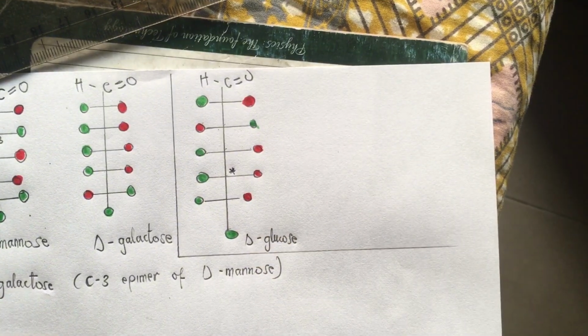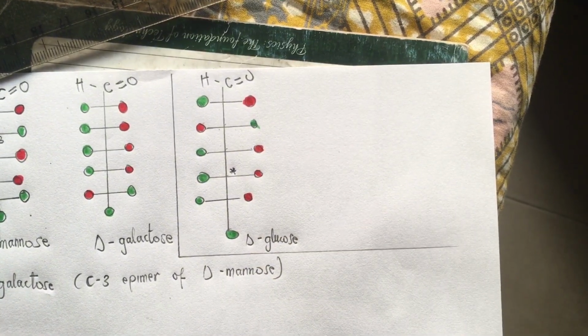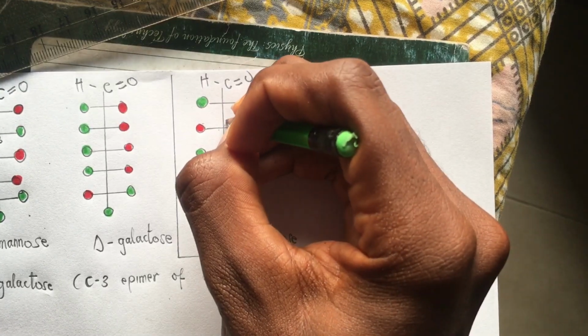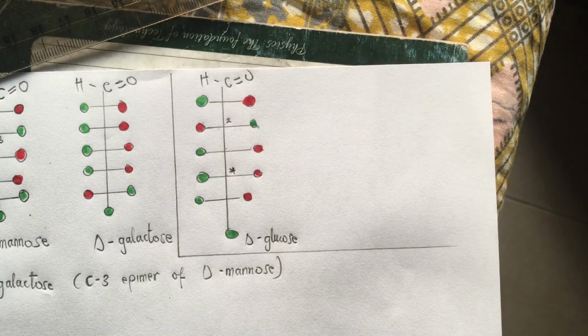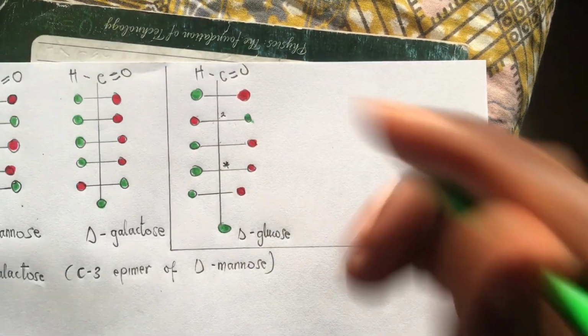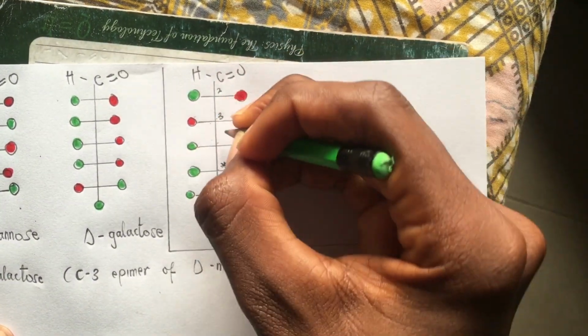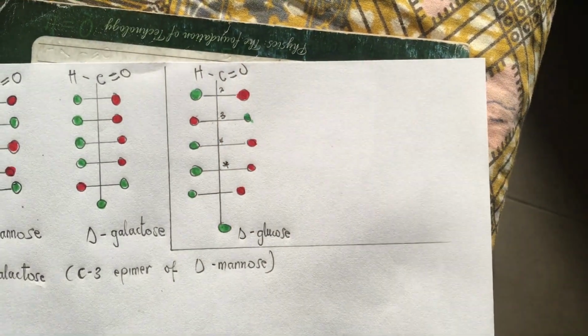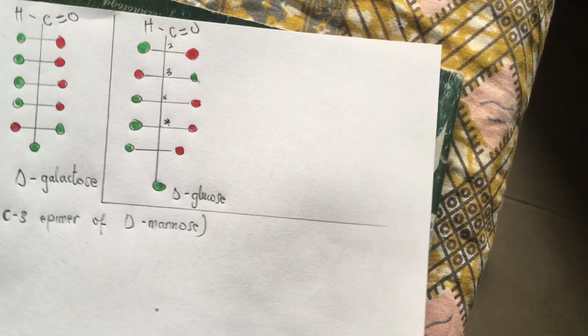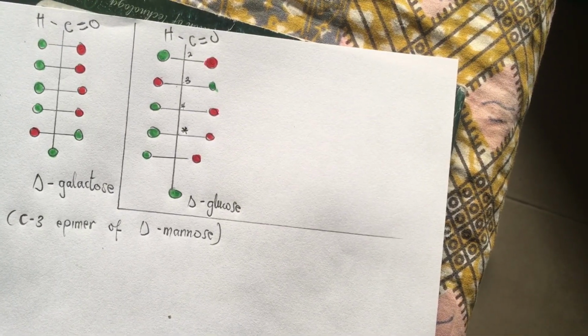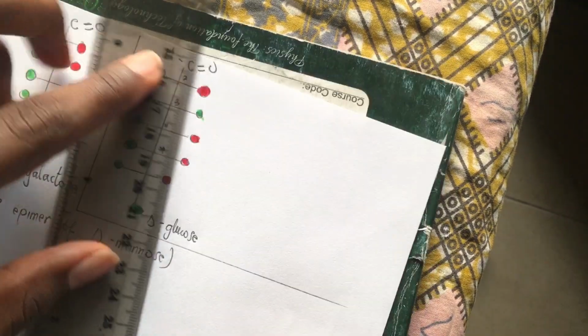Let's try and draw an epimer of it. Let's try and change the configuration at 2. So if you change the configuration at 2, let's try and see what will happen to it. This one is 2. This one is 3. This one is 4. Let's try and change the configuration at carbon 2. If we change the configuration at carbon 2, we are going to get something like this. This is what we are going to get.